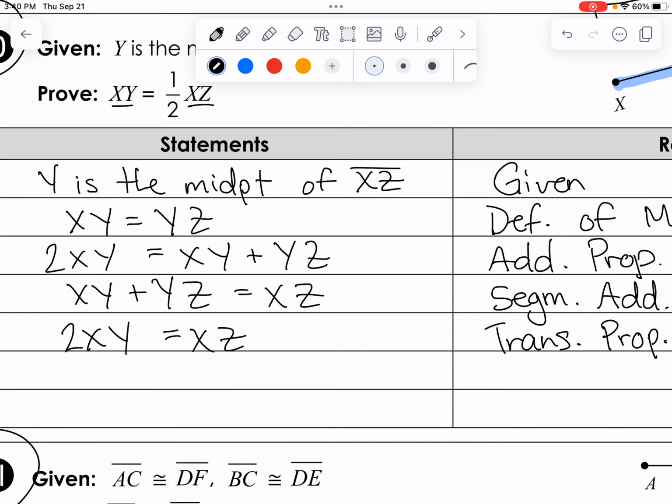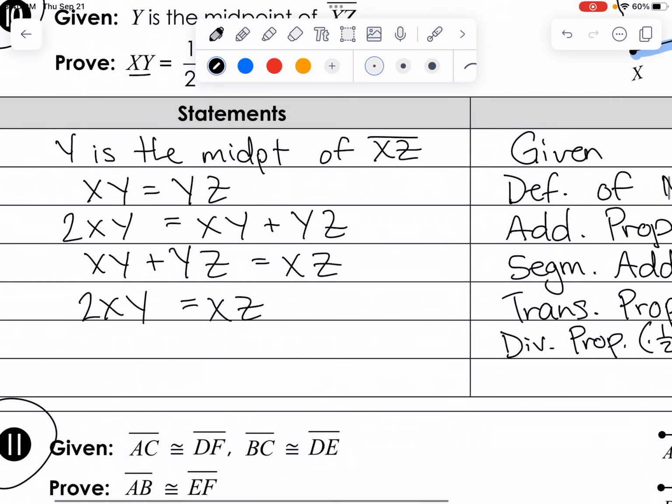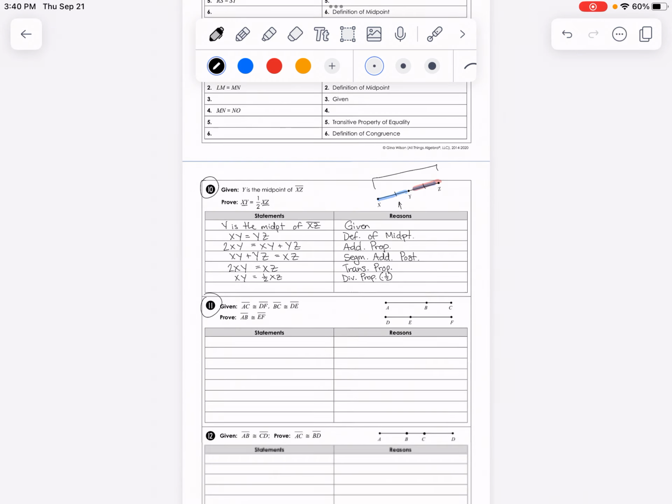It is the division property of equality. Specifically, what I'm doing here is dividing by 2, or just multiplying by half. We could say divide by 2. If you divide this by 2, this is xy. If you divide this by 2, it's half xz. We've now proven our statement here using definition of a midpoint, addition property of equality, segment addition postulate, transitive property, and then the division property of equality. So a lot of stuff there.